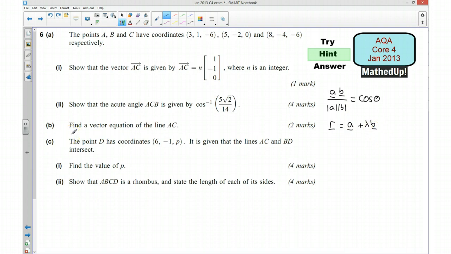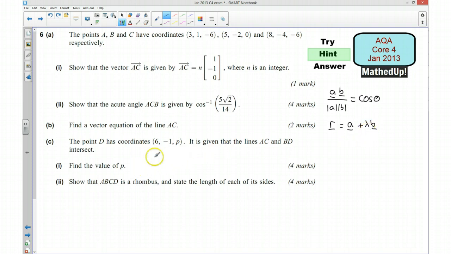Okay, part C says the point D has coordinates 6, negative 1, p, and we're given that the lines AC and BD intersect each other. So we first of all need to write down a direction vector BD using this here, and that will be in terms of p. We also know a point that the line D goes through, which is this. So we can also write our line BD in this form here, where we've got it in the form r is equal to a plus lambda b, but we might want to use a different letter for our parameter here.